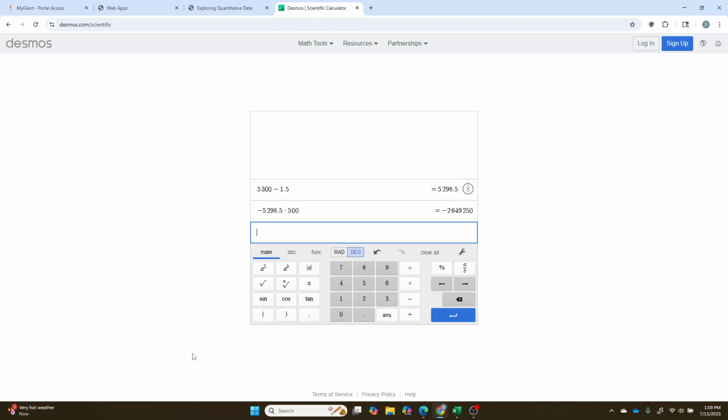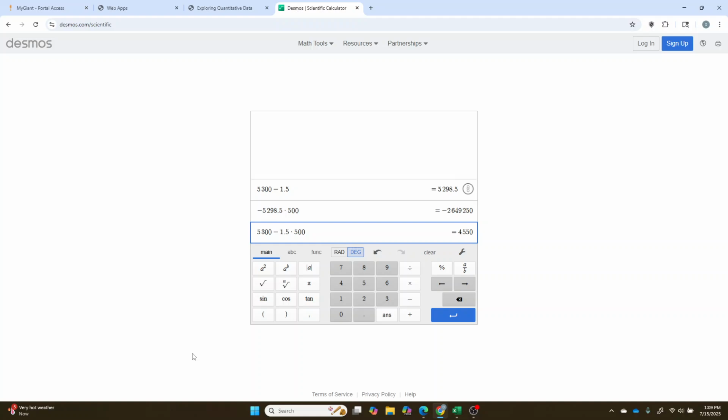The good news is that Desmos will do this for you. If you just type the value in exactly the way it looks on your page, Desmos will do this correctly. So if you just type in 5,300 minus 1.5 times 500, now that's the correct answer, right? It should be 4,550.